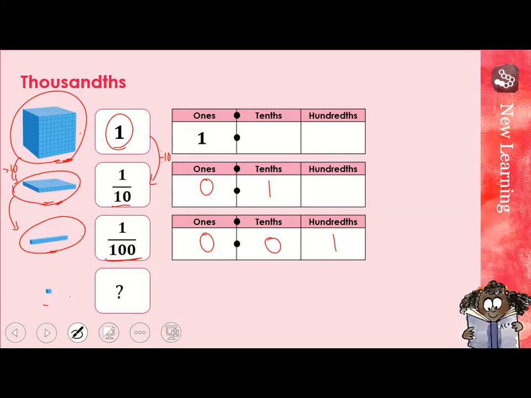What do you notice? So we have 1. We have 1 over 10, 1 over 100. How do you think we're going to represent this Dean as a fraction?